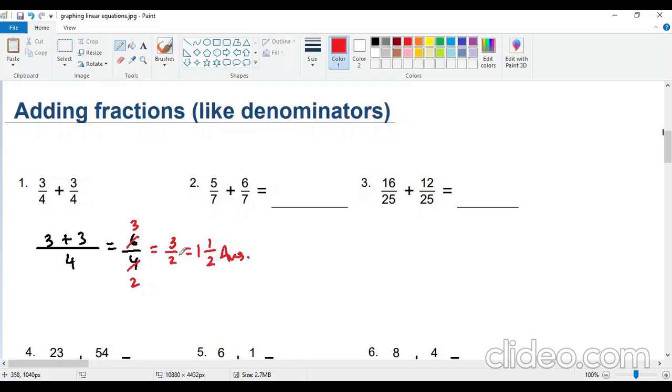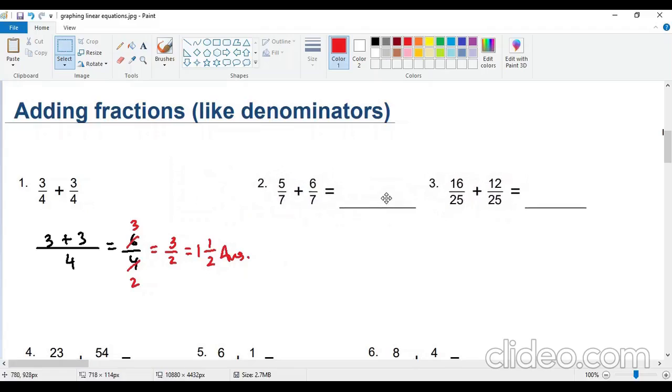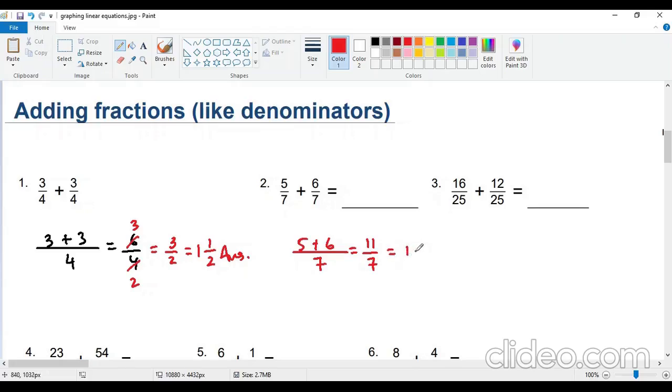Next is 5 over 7 plus 6 over 7. So you'll treat the same way. You make a straight line and you write 7 once only, and 5 plus 6 is going to give us 11. And you can see this is an improper fraction. You will change it to a mixed number. 7 times 1 is a 7, and 4 is the remainder. This is going to be your final answer, and you will get full marks.